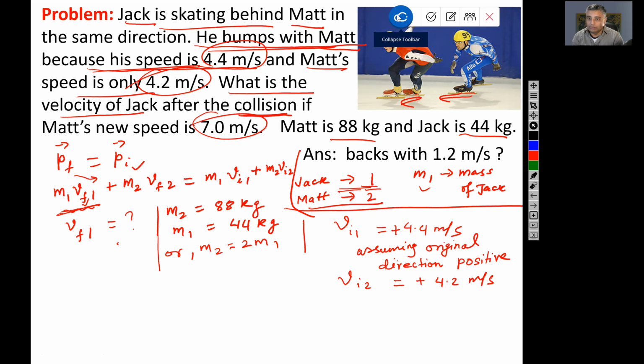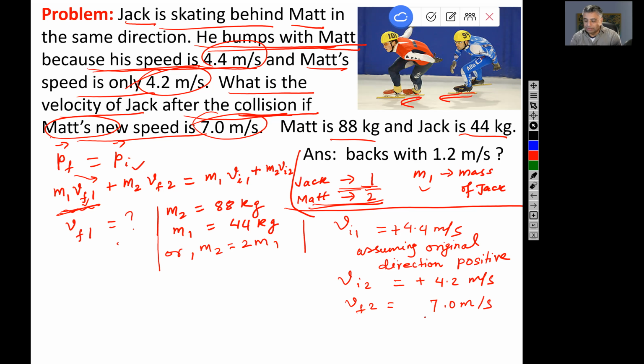So we have one more speed. What is the velocity of Jack after the collision if Matt's new speed is given? So after collision, we are saying those are the finals, right? So that means it's going to be vF. Matt's speed, it says, 7.0 meters per second. So Matt is number 2. So yes, Matt's speed is given. Matt is number 2, so that means vF2 is 7 meters per second.